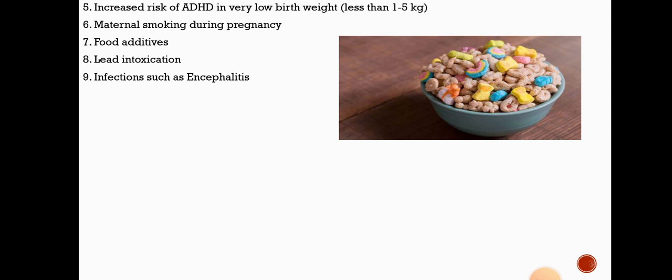And this disorder is commonly seen if the mother has the habit of smoking during her pregnancy. And food additive agents, for example, if you are feeding the children with fast food, it also triggers symptoms like ADHD. And next one is lead poisoning. Because of lead poisoning also the child will have ADHD. And infections such as encephalitis. Encephalitis means inflammation of the brain.